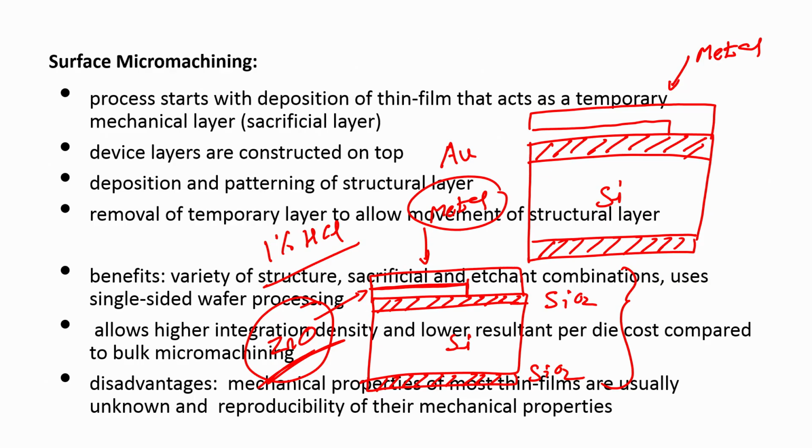And the zinc oxide layer that we etched to create this cantilever is called a sacrificial layer, the layer that we are sacrificing to create the cantilever. All right. This is an example of surface micro machining.